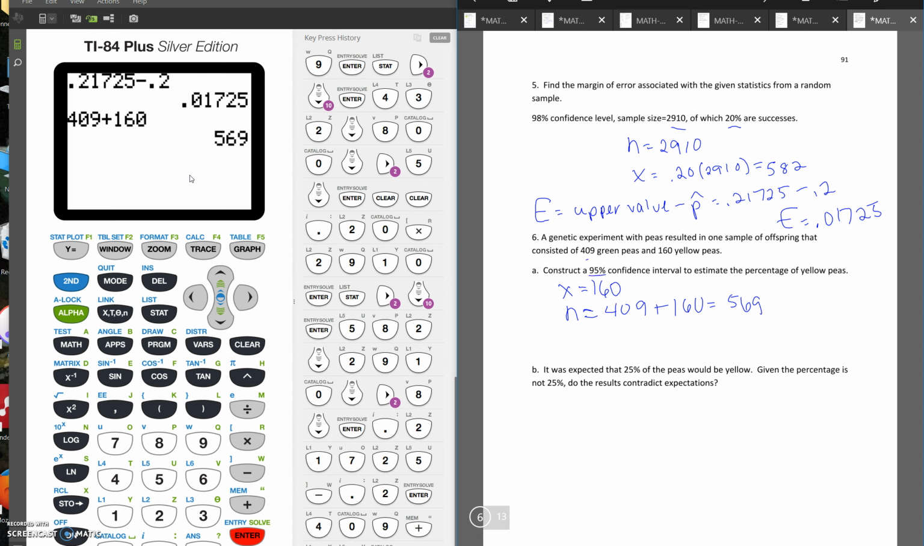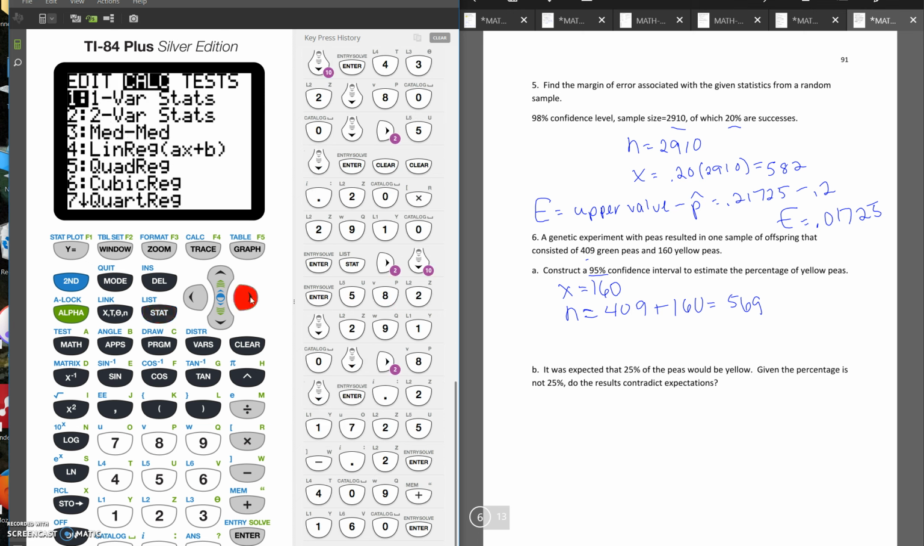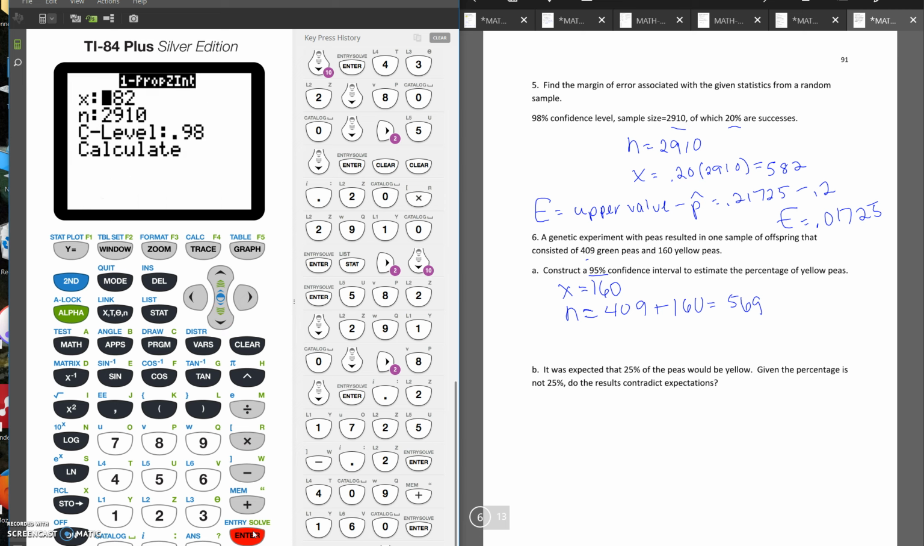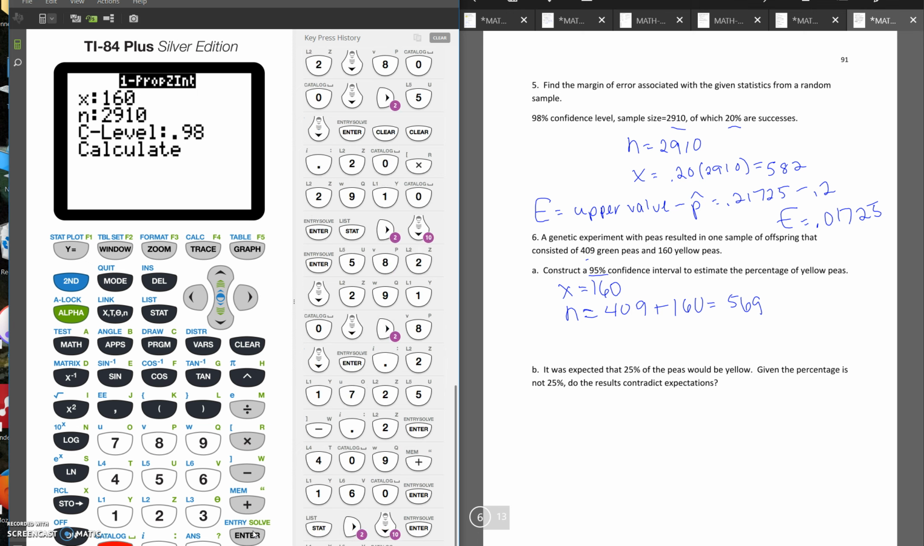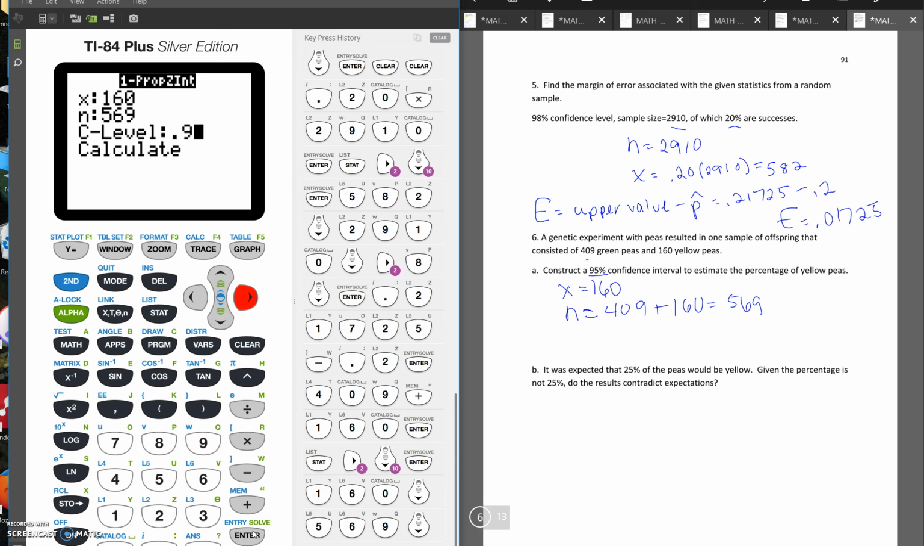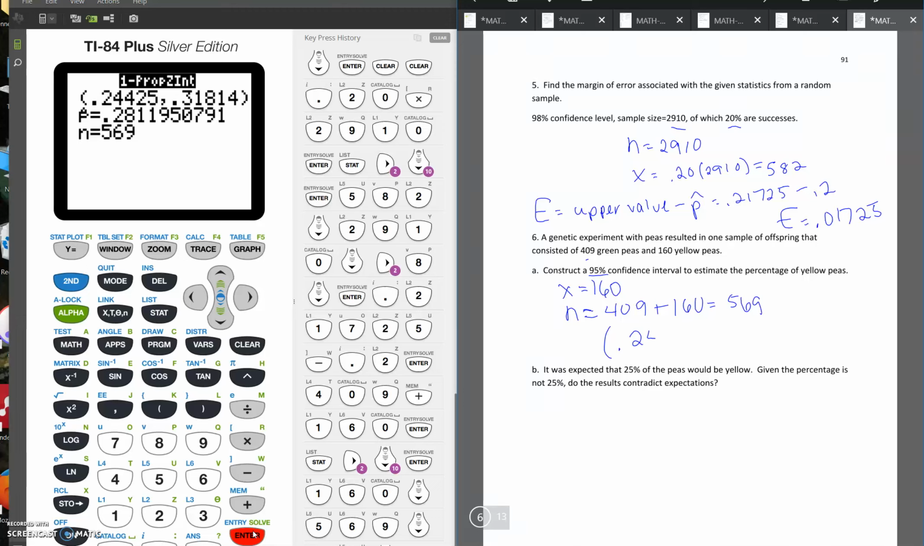And then we want a 95% confidence level. So we're going to go stat, over to tests, and down to the one prop z interval. So our x is 160, our n is 569, we want 0.95, and we'll calculate that. So our interval just gives us here at the top 0.244 to 0.318. So just rounding to 3 decimal places there.